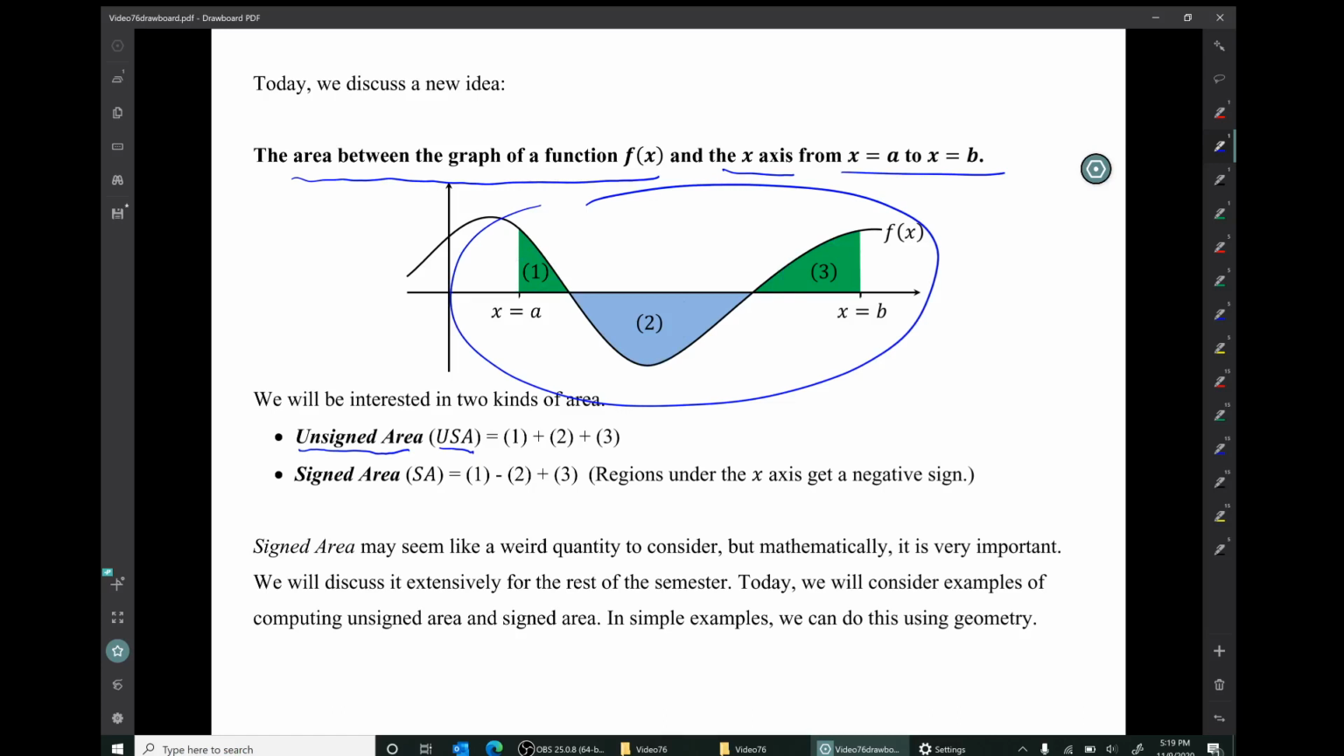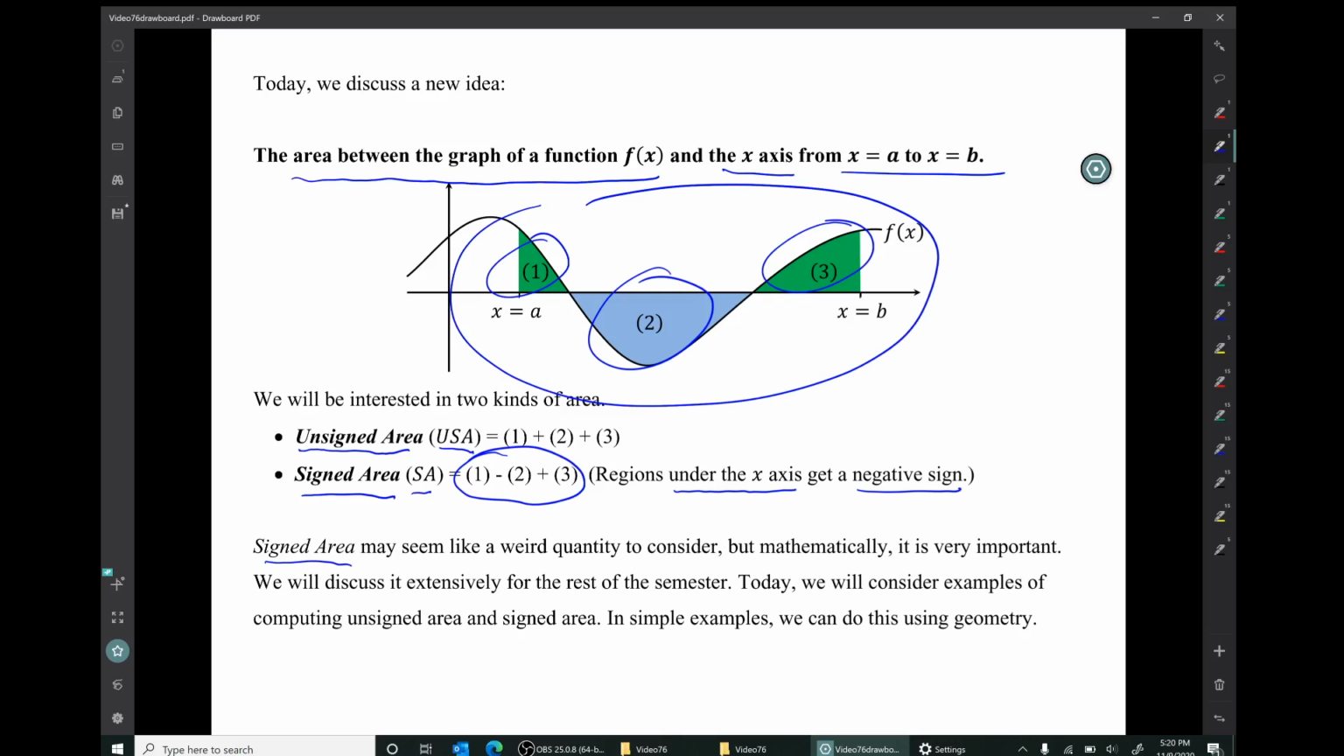What's called the signed area is different. It's abbreviated SA for signed area, and it's computed this way: 1 minus 2 plus 3. That is, regions under the x-axis get a negative sign. So I've drawn the regions under the x-axis shaded blue, kind of like water, and the regions above the axis I've shaded green, kind of like grass growing on hillsides. So this quantity, signed area, may seem like a weird quantity to consider, but mathematically it's very important. We'll discuss it extensively for the rest of the semester.